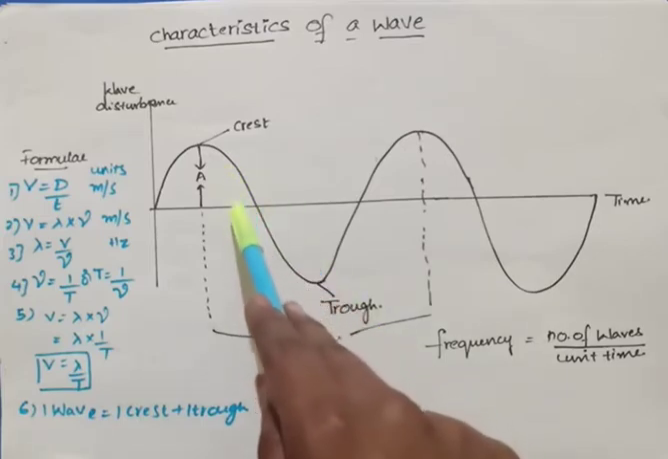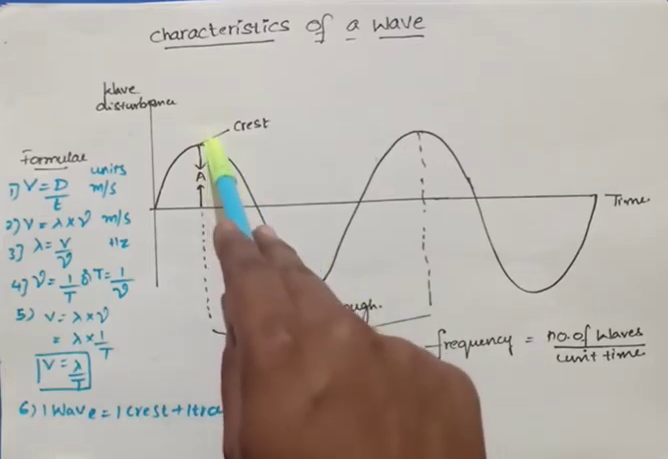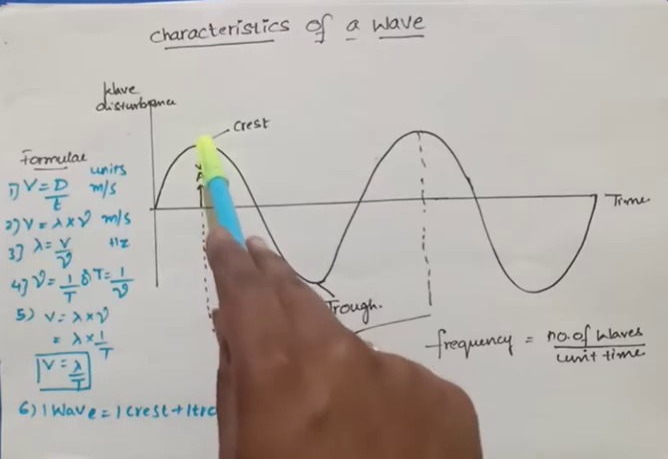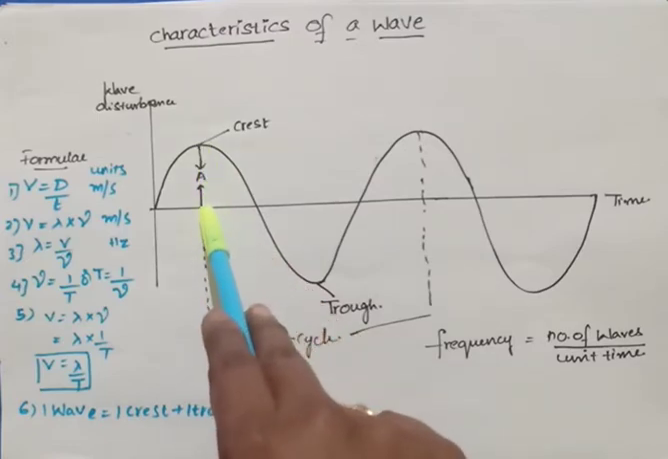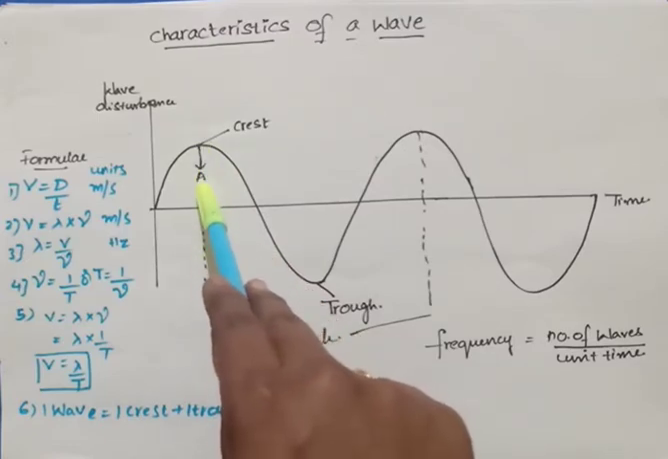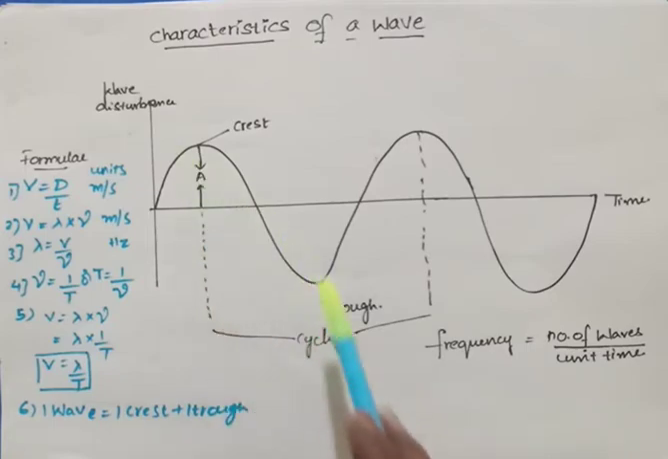Coming to the height of the wave, it is calculated from the peak of the crest to the equilibrium, which is called the amplitude. And frequency. Frequency is the number of waves per unit time.